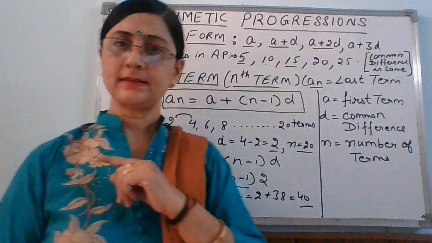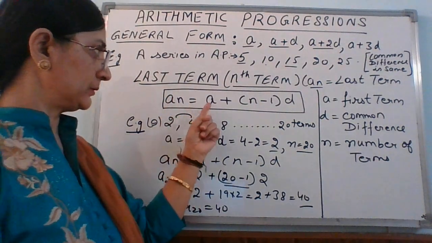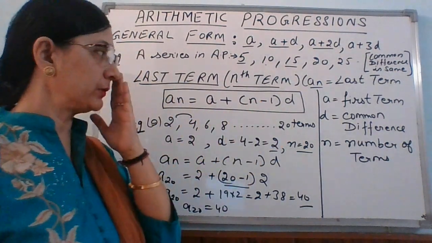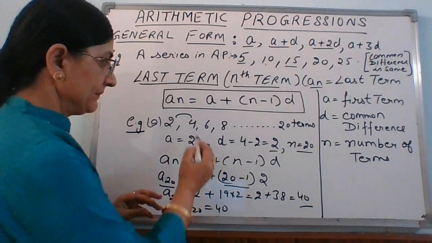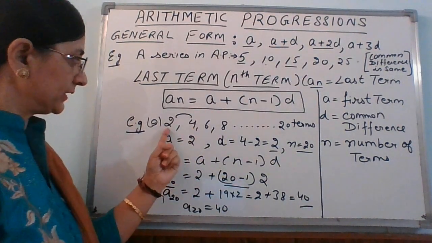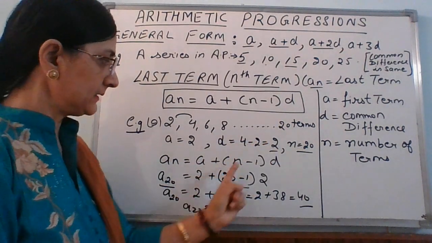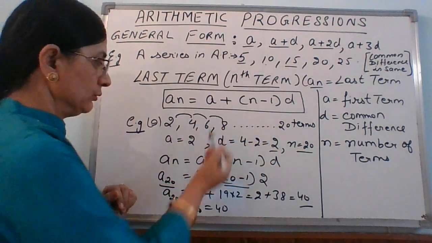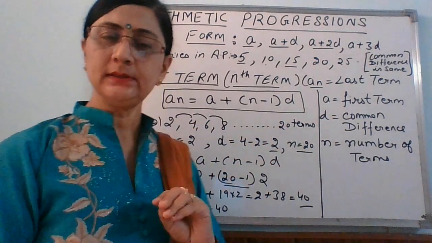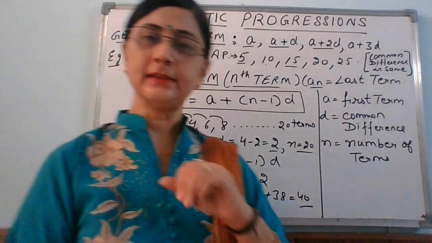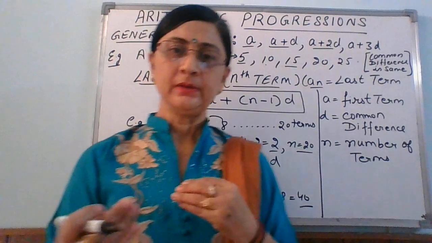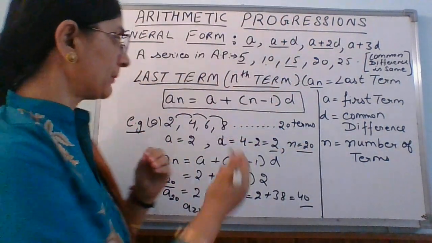So how to find the last term? There is a formula: an is equal to a plus (n minus 1) d. If you have to find the 20th term, तो आपको a20 निकालना है, आपको उसमें a डालना है, that is 2 here, right? n is 20, d, the difference here, is 2, right? So just substitute the values, you'll get the last term. So this is a formula to find the last term, right? We can find out from this formula.